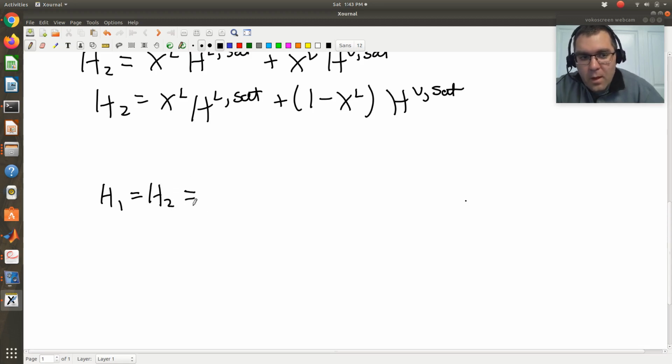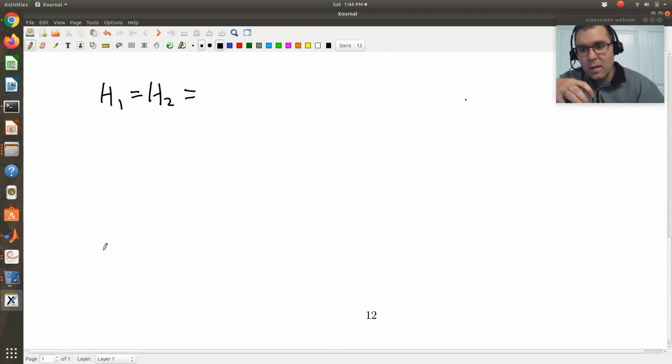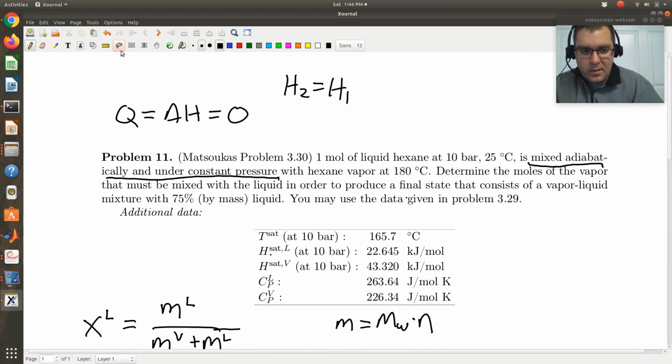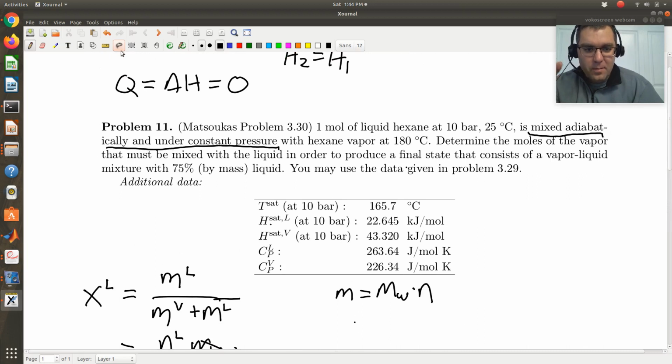And the enthalpy of my initial system, I'm going to break that up, and I'm going to use the same notation as before. So I'm going to have some container that contains a liquid, and some container that contains a vapor, and I'm going to mix the two of them together. I'm going to assume that I have some liquid, and I'll just call this liquid state 1. In this case, that's going to be at 25 degrees C. So it's at the same pressure as saturation, but it's at a lower temperature, so it's liquid.